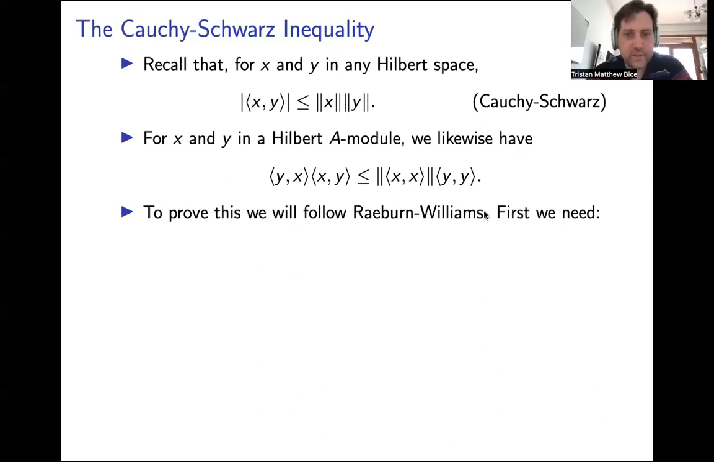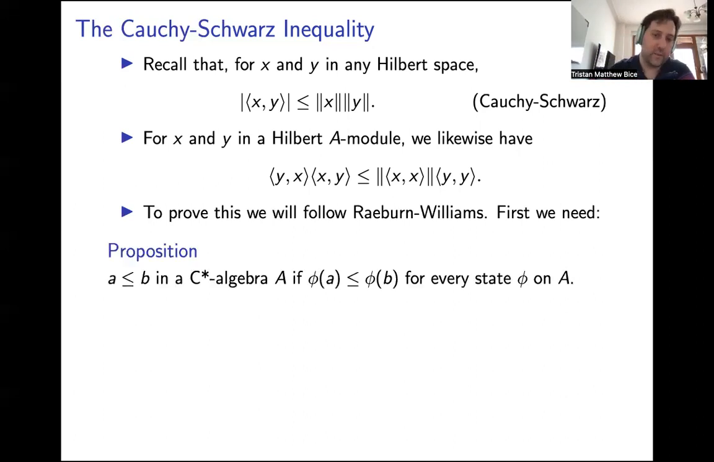And to prove this, again, I'll follow this book of Rayburn Williams, which uses the following fairly elementary fact. So this fact is just that if you have a C-star algebra and you want to show that one self-adjoint element A is below another self-adjoint element B, then it suffices to show that phi of A is always below phi of B, where phi is a state. So you show this for all states, and then this is exactly the same as saying A is below B.